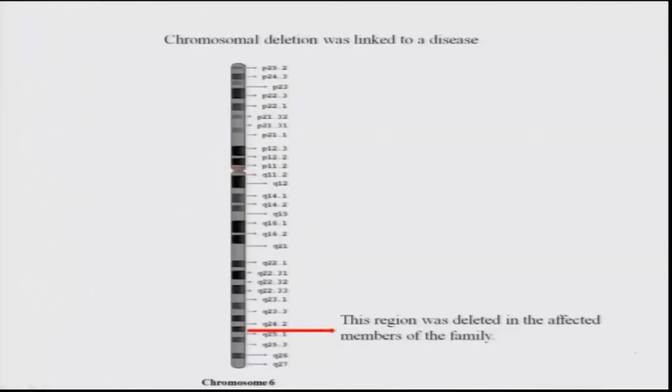Today we will be learning about what all information can be fetched using a few hundred base pairs of DNA sequence. So now let's look into that. So this is a part of a chromosome which was deleted in a disease and linked to that disease. This was identified by a team of scientists.